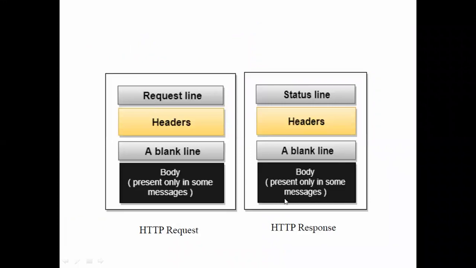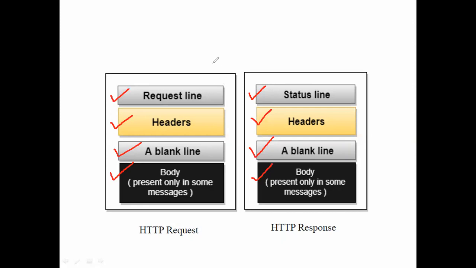This is the structure of the HTTP request and HTTP response message. An HTTP request contains 4 sections. The first one is request line, second one is headers, third one is blank line, and fourth one is body. Body will be present only in some messages. Likewise, an HTTP response also has 4 sections. The first one is status line, the second one is headers, third one is blank line, and fourth one is body. Here also, body will be present only in some messages.